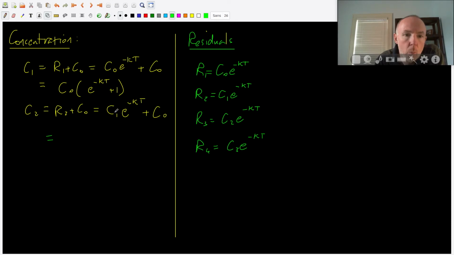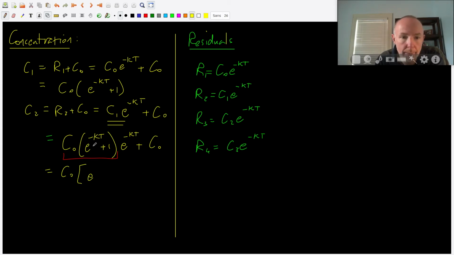So C1 e to the minus kt, we've got that here. So we're going to end up with here C0 times (e to the minus kt plus 1), and we're going to multiply it by e to the minus kt. So I'm looking at this quantity now. This is C1. And then I've taken C1 and I've multiplied it by, oops, no, that's not true. C1 is this. This is C1. And I've multiplied it by e to the minus kt. Right? And then I've added C0. So you can start writing that out. This is C0 as a common factor. Then multiplying the exponentials, you'll get e to the minus 2kt, and then you'll get plus e to the minus kt, and then you'll get plus 1.